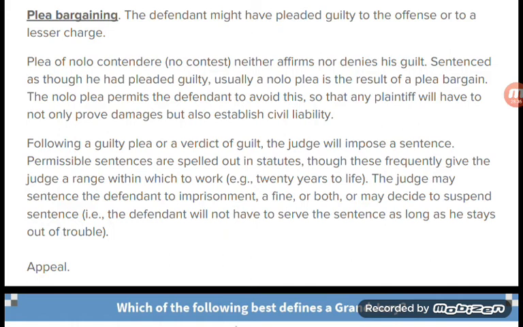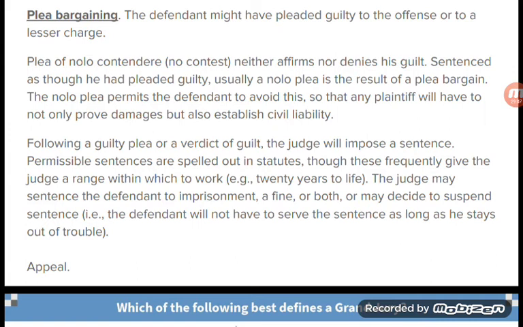The plea of nolo contendere, or the plea of no contest, neither affirms nor denies guilt. What the heck is a no contest plea? A no contest plea means you're pleading guilty, but this is going to be as a result of a plea bargain, but you're not admitting that you actually did the act.